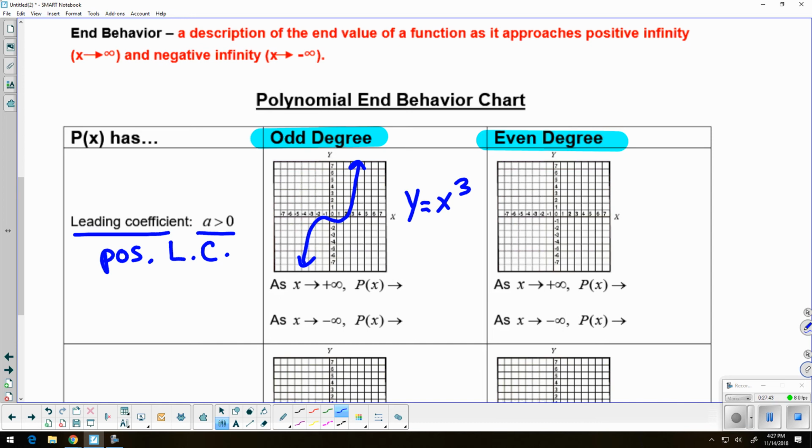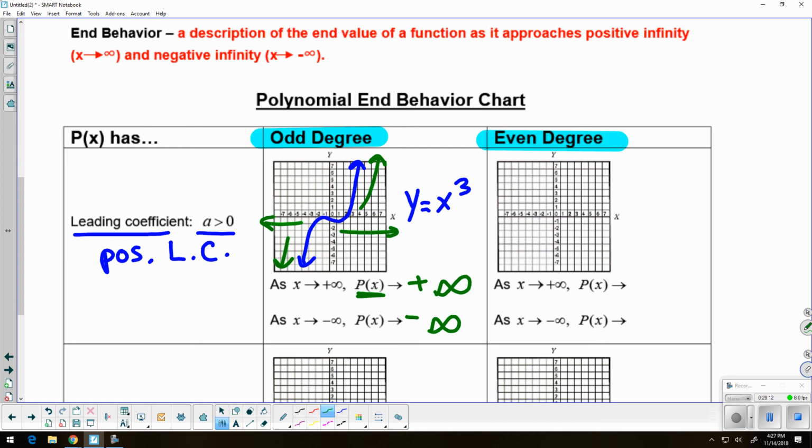Okay, now you want to actually describe what's happening. As your x's approach positive infinity, as your x's go to the right, your graph is pointing up, which means p of x, which is the polynomial function, is also approaching positive infinity. But as your x's approach negative, as my x's decrease backwards, my graph is pointing down. So this would also be approaching negative infinity.